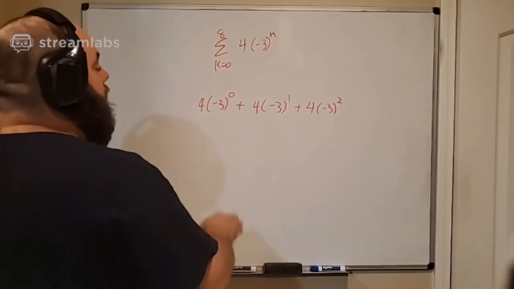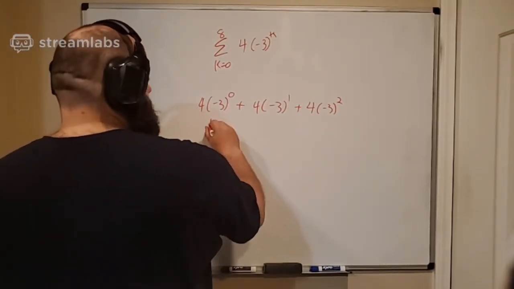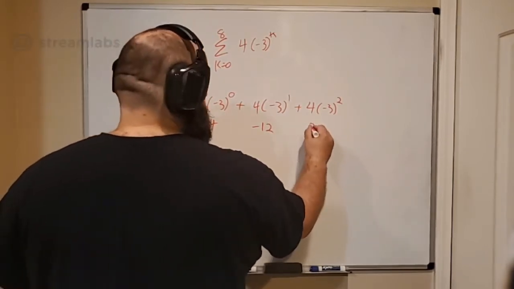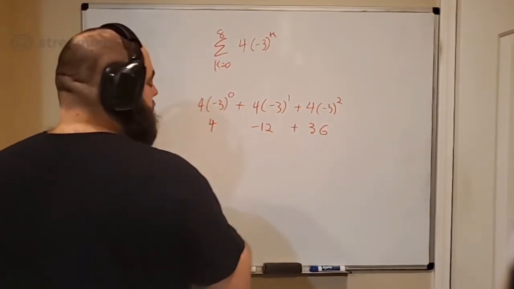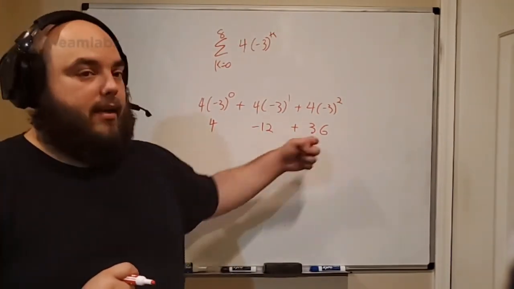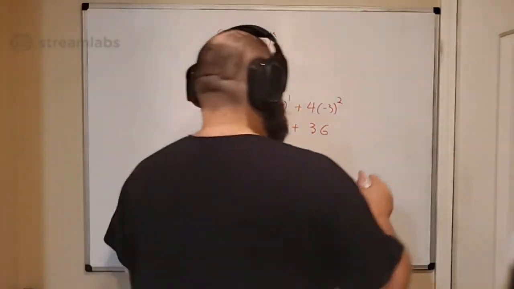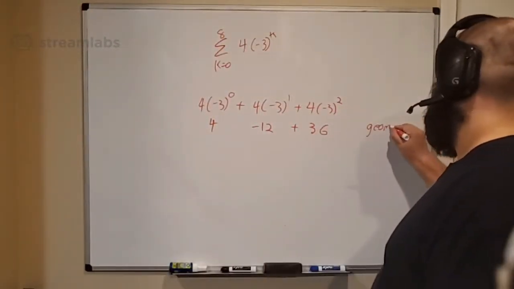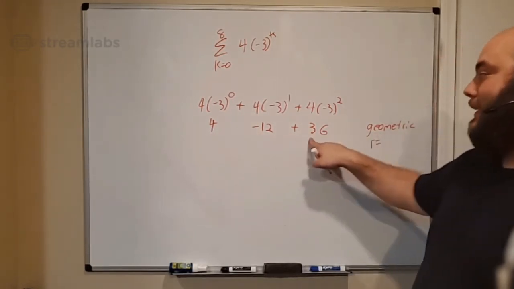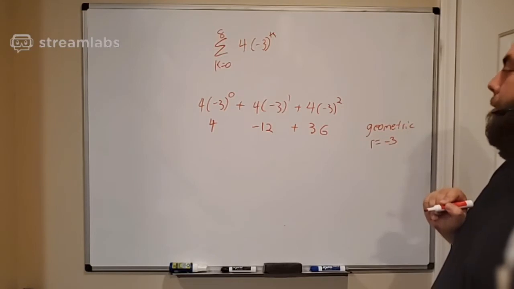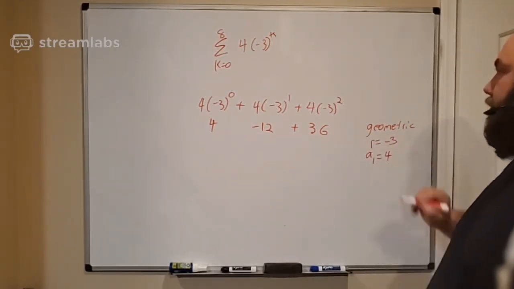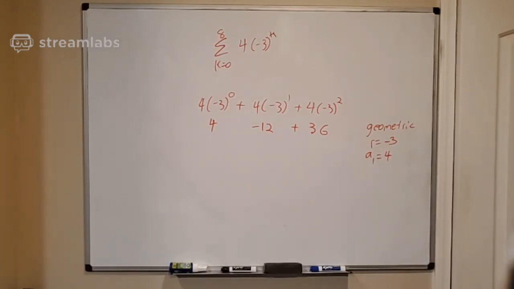Sometimes you need to go another step for some people. So you get 4, then this is negative 12. What was that, 36? So at that point, hopefully once you get to here, it's pretty easy to note. You're multiplying by negative 3 every time. So what that helps us do is figure out that this is geometric. R is equal to negative 3 because it does oscillate. And then we know that our first term A1 is equal to 4.